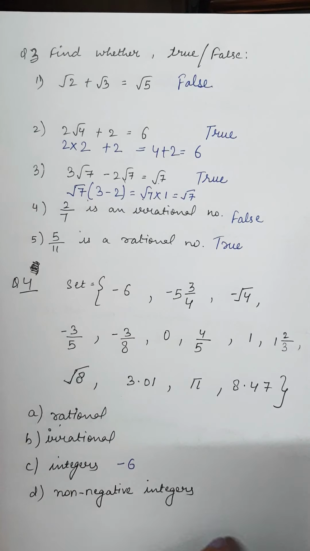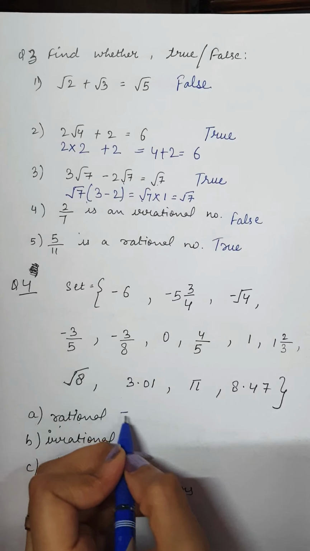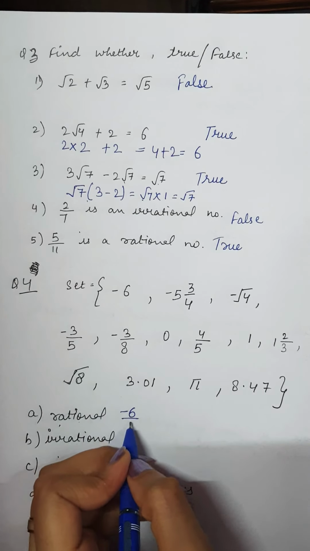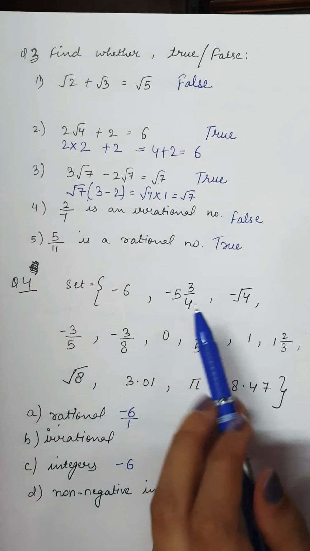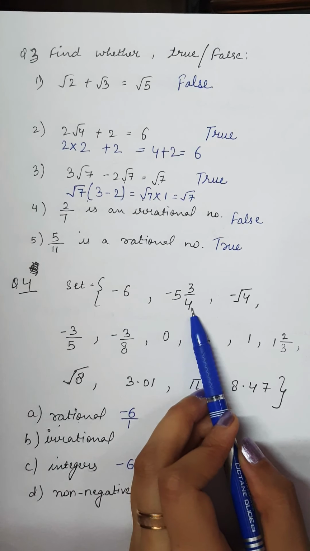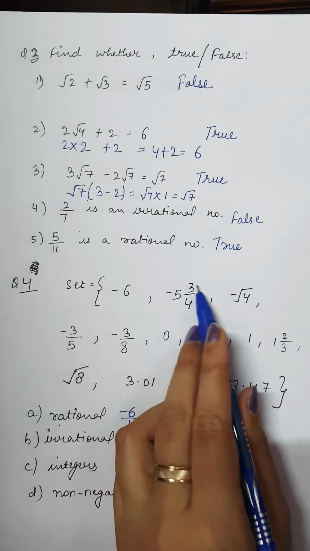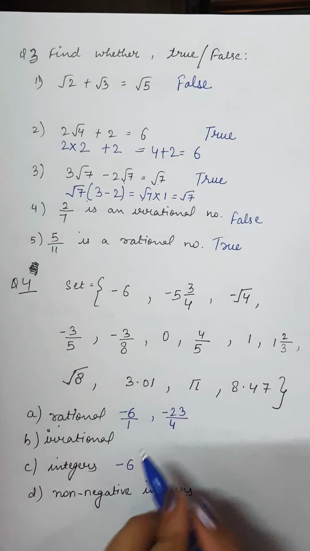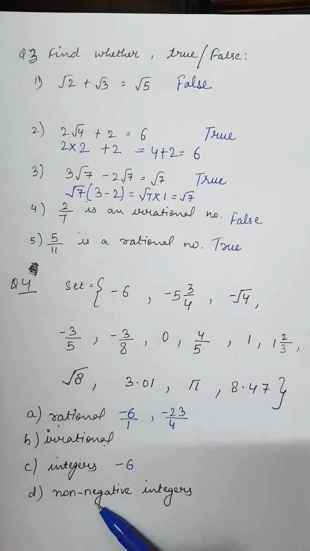Non-negative? No. Irrational? No. Rational? It will come in the category of rational numbers also, because it can be expressed as minus 6 by 1. Right? So it is not an irrational number, it is not non-negative. Next one, minus 5 3 by 4. So 5 3 by 4 is 23 by 4. I think it will come in this category. Is this an irrational number? No. Integer? No. Non-negative? No.